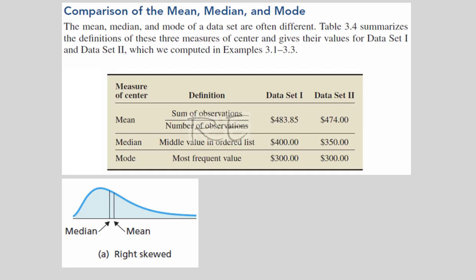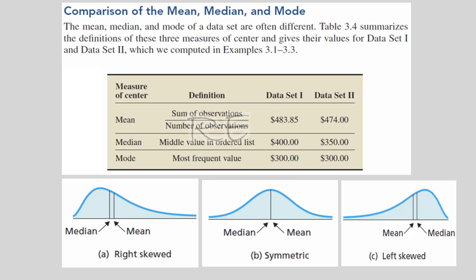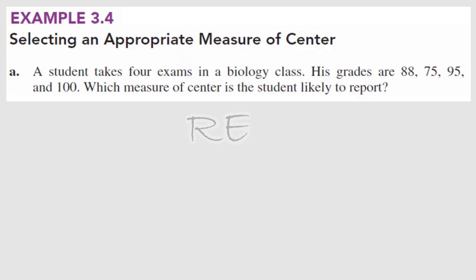The mean is pulled in the direction of skewness. So if it's skewed to the right, the mean is greater than the median. If it's symmetric, the mean and the median are the same. And if it's pulled to the left, the mean is less than the median. Therefore, the mean is not a resistant measure. It is sensitive to the influence of extreme values.